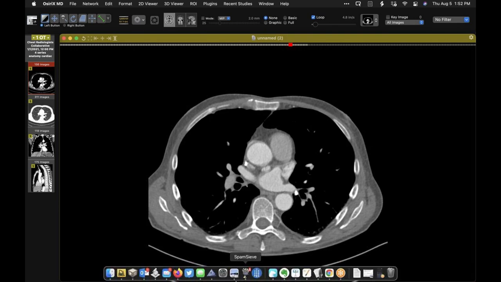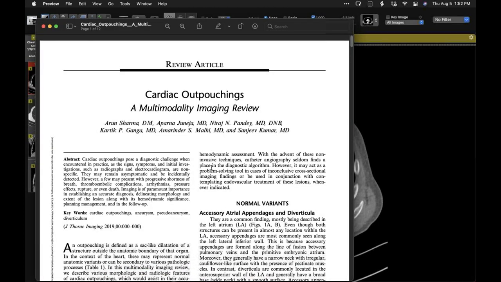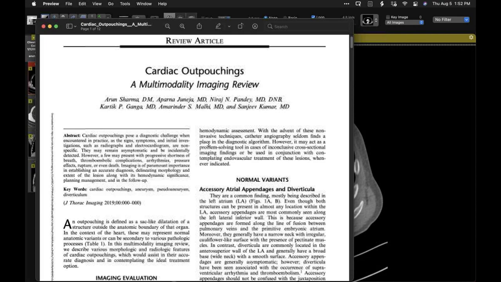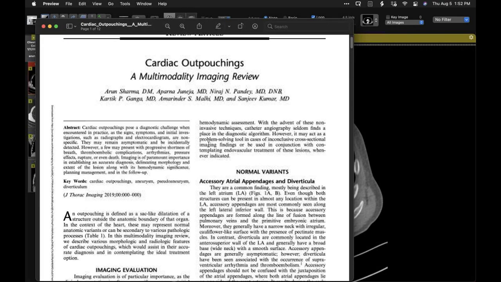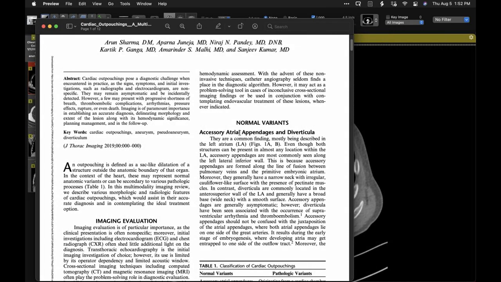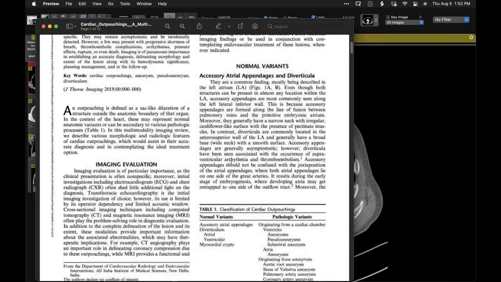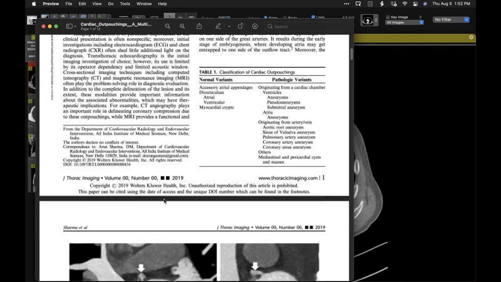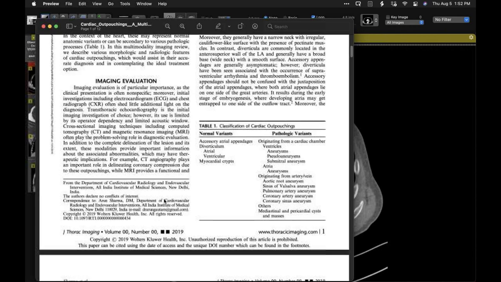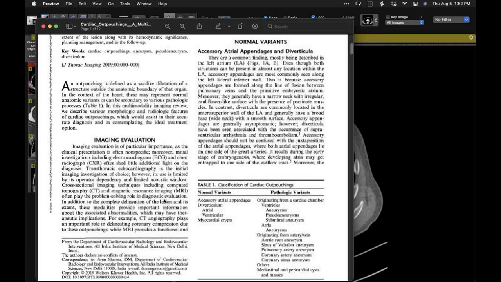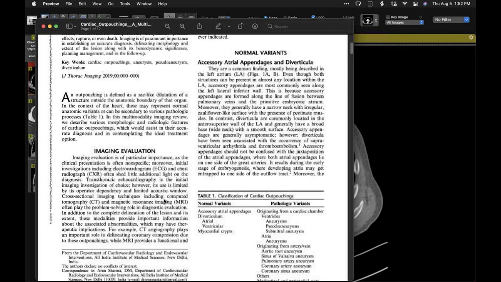They're also referred to as accessory left atrial appendages. Yeah, right in that location. Yes, and I don't know if it's actually been looked at anatomically, but that's what a lot of the literature refers to that as. Either accessory atrial appendages or diverticula or outpouchings. This is quite a nice article on outpouchings in different places. Here's one that they have in relation to the left atrium. But do they make any distinction between the two? Let's see if they make a distinction between the diverticulum and the outpouching.